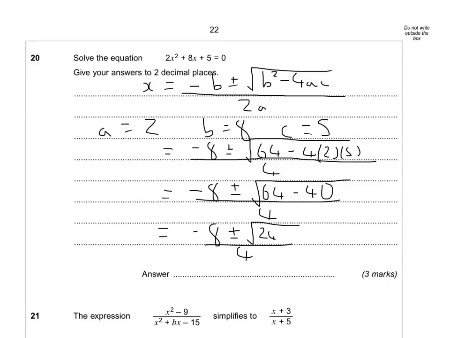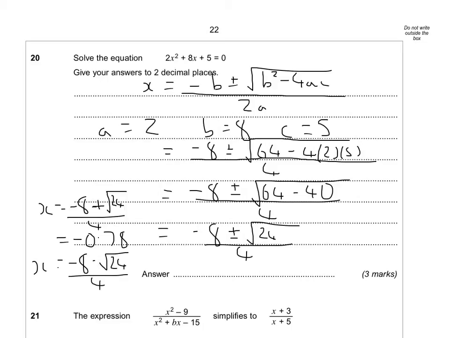So at this point here, I separately type in 2 calculations into my calculator. I'm going to work out, first of all, -8 plus root 24, all over 4, which gives me a particular answer of, in this case, let me just work that out, minus 0.78. And when I do the other one, -8 take away root 24 all over 4, I get another answer which is minus 3.22. That's rounding the numbers to 2 decimal places. Minus 0.78 and minus 3.22.